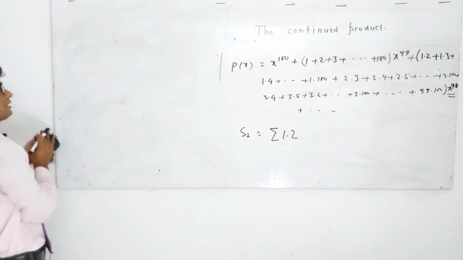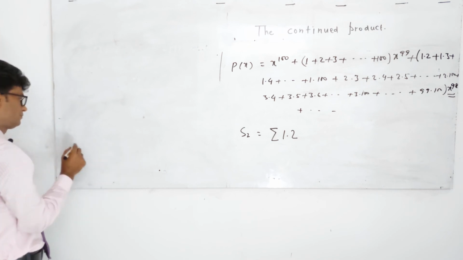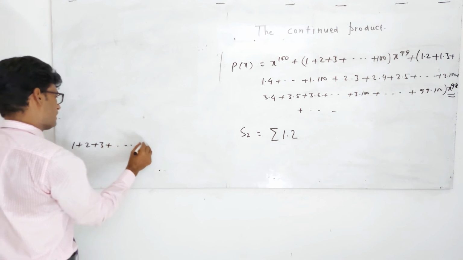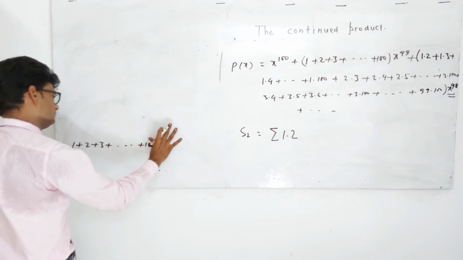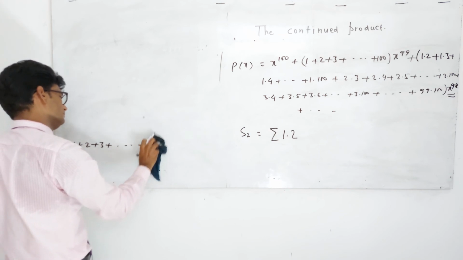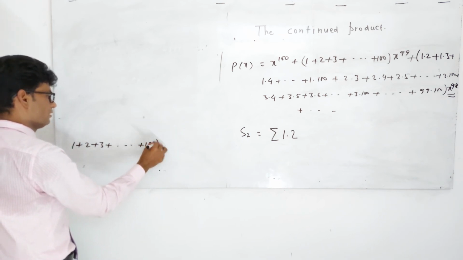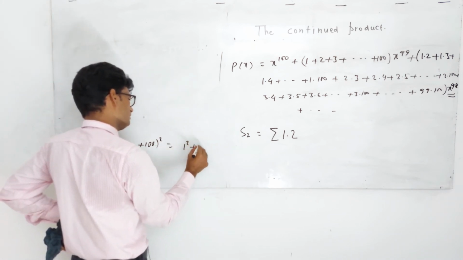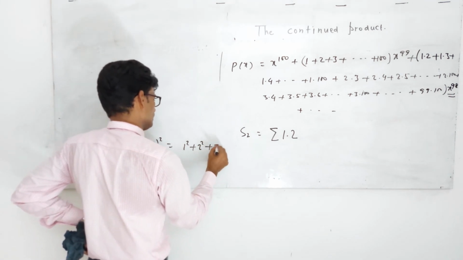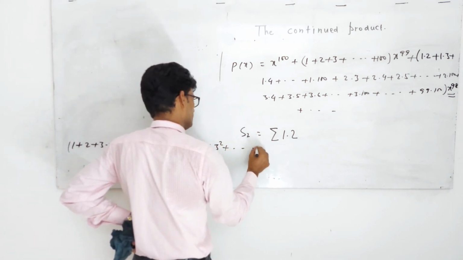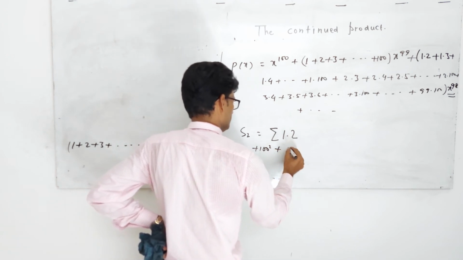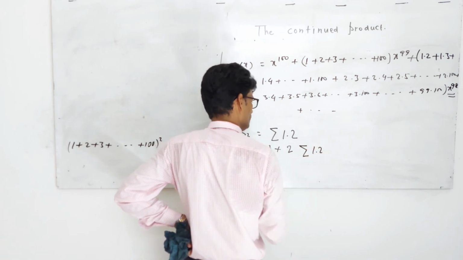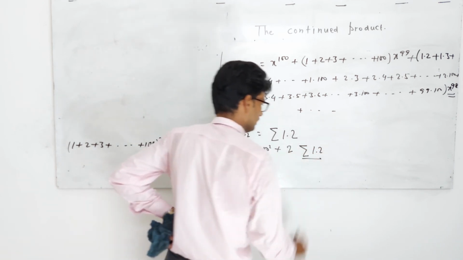So we are going to use the result here: (1 + 2 + 3 + ... + 100) whole square is equal to 1 square + 2 square + 3 square + ... + 100 square, plus twice sigma 1, 2. And we are interested in sigma 1, 2 here.